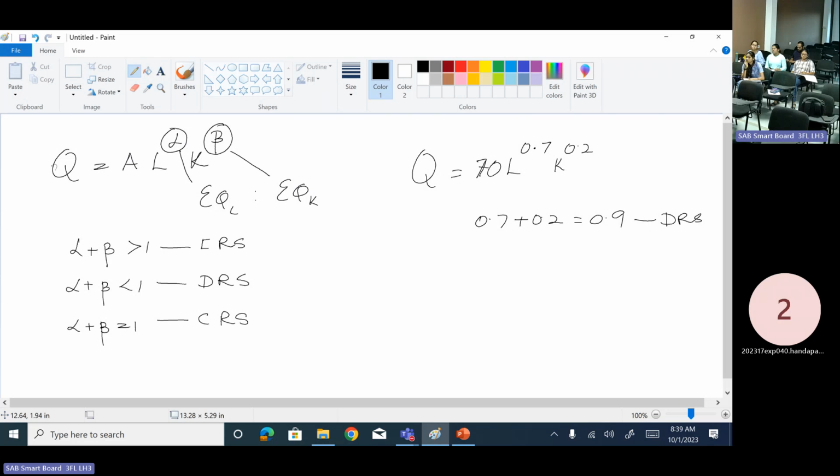So once we evaluate this production function and measure its coefficients, by looking at alpha and beta you can identify the nature of the returns to scale.